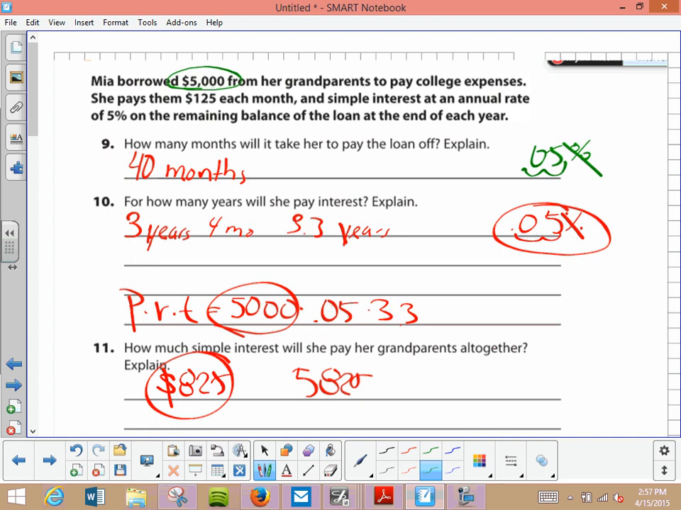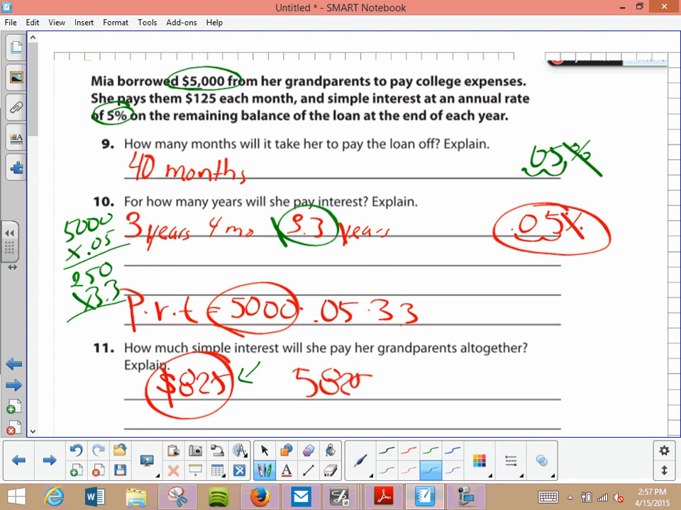You added all up. Okay, so here's what happened. You were estimating. You were supposed to multiply the principal by the rate. Remember how I showed you that on the other one? So 5,000 times 0.05, and that gives you 250, I think. And then you multiply that by the number of years, 3.3. And then that gives you this answer. So she paid $825 in interest.